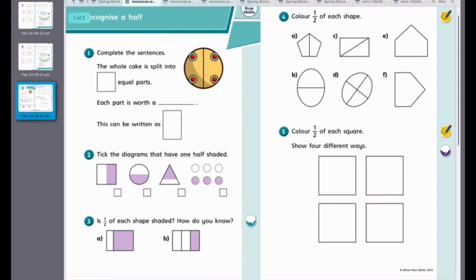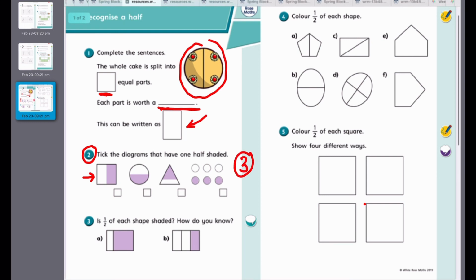This is your work for today, Year 2. Let's go through it together so you just know what you need to do for each question. So question 1, you need to be looking at the cake and working out how many equal parts the cake is being split into, how much is each part worth, and write this as a fraction. Question 2 says tick the diagrams. A diagram is a picture, so these are diagrams here. Tick the diagrams that have one half shaded. Give you a clue, there are 3.